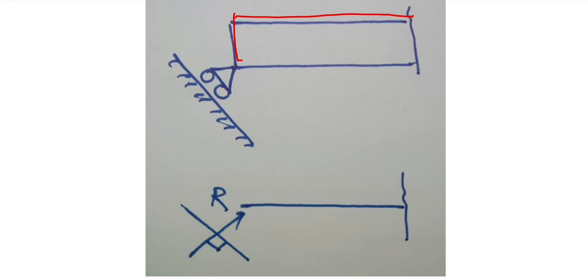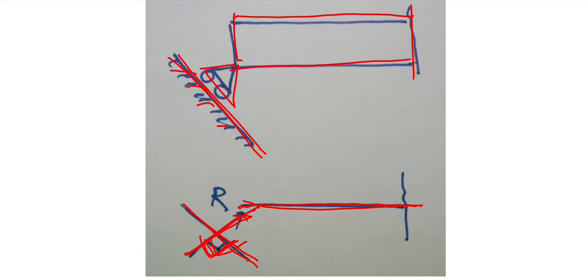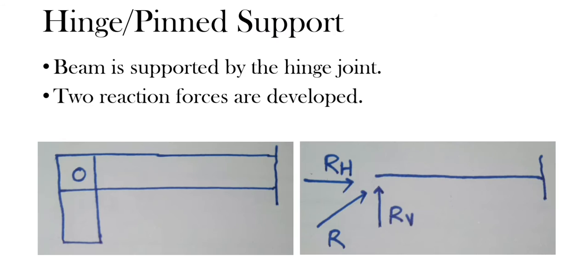See here, this is a beam and the roller support is on an inclined rigid plane, so the reaction force R will be perpendicular to the rigid plane. It will not be perpendicular to the beam, but it will be perpendicular to the rigid plane. Okay, so let's move forward.